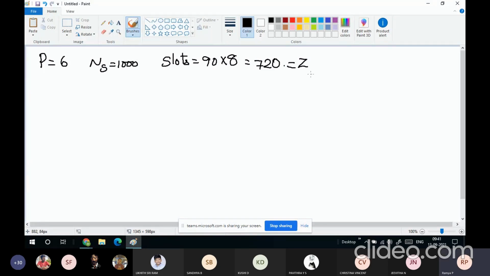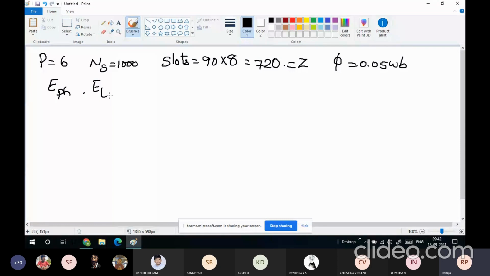The flux per pole is 0.05 Weber. I assume it is sinusoidally distributed. Calculate the voltage generated by the machine. Here they are not asking whether it is a phase voltage or a line voltage. So please do calculate both. If they are not specific, you are supposed to calculate both.